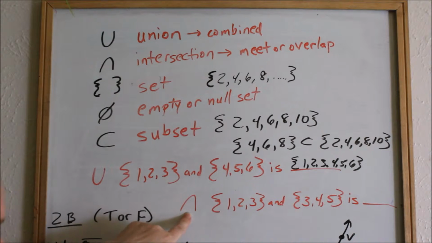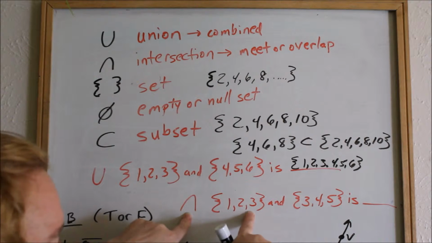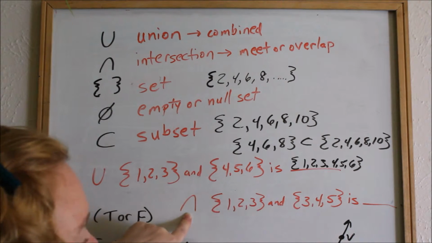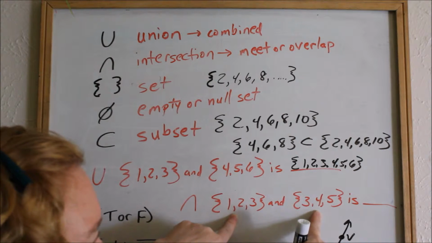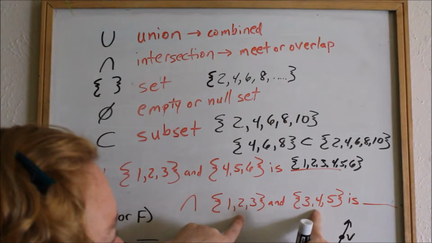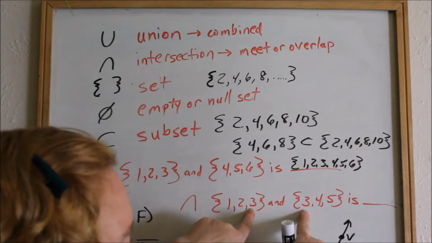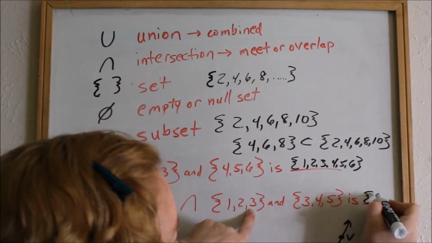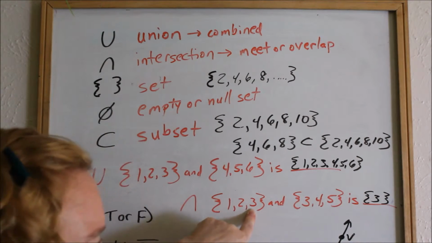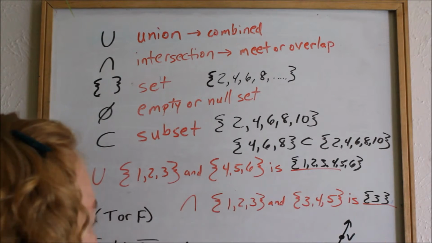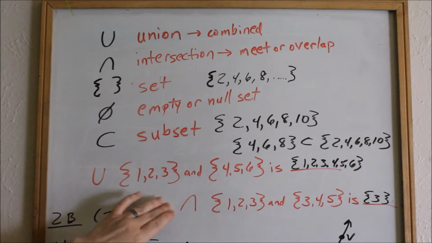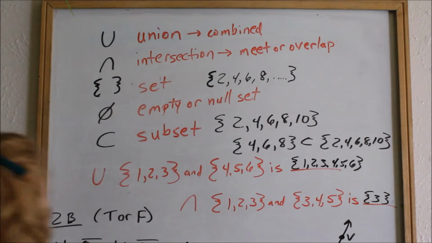This is intersection. So I look at this set, 1, 2, 3, and 3, 4, 5. Intersection means meet or overlap. Where do these two sets overlap? Well, they both have a 3 in common. So where they overlap is they both have a 3. So that is their intersection. These are just two examples to look at with those definitions using numbers.